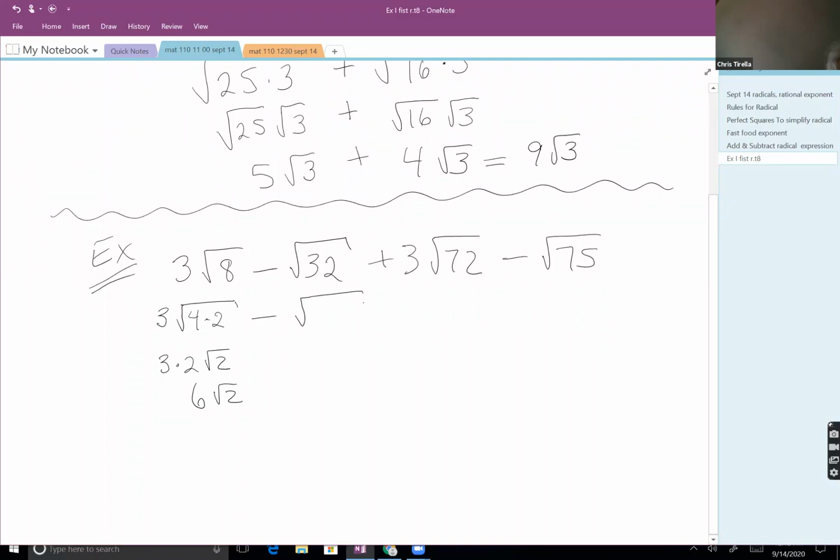What goes into 32 evenly? 8. But that's 8 times 4. I think we can go bigger. Does 2 go into 32? 16 times 2. And so the square root of 16 is 4. And so that's 4 square roots of 2.